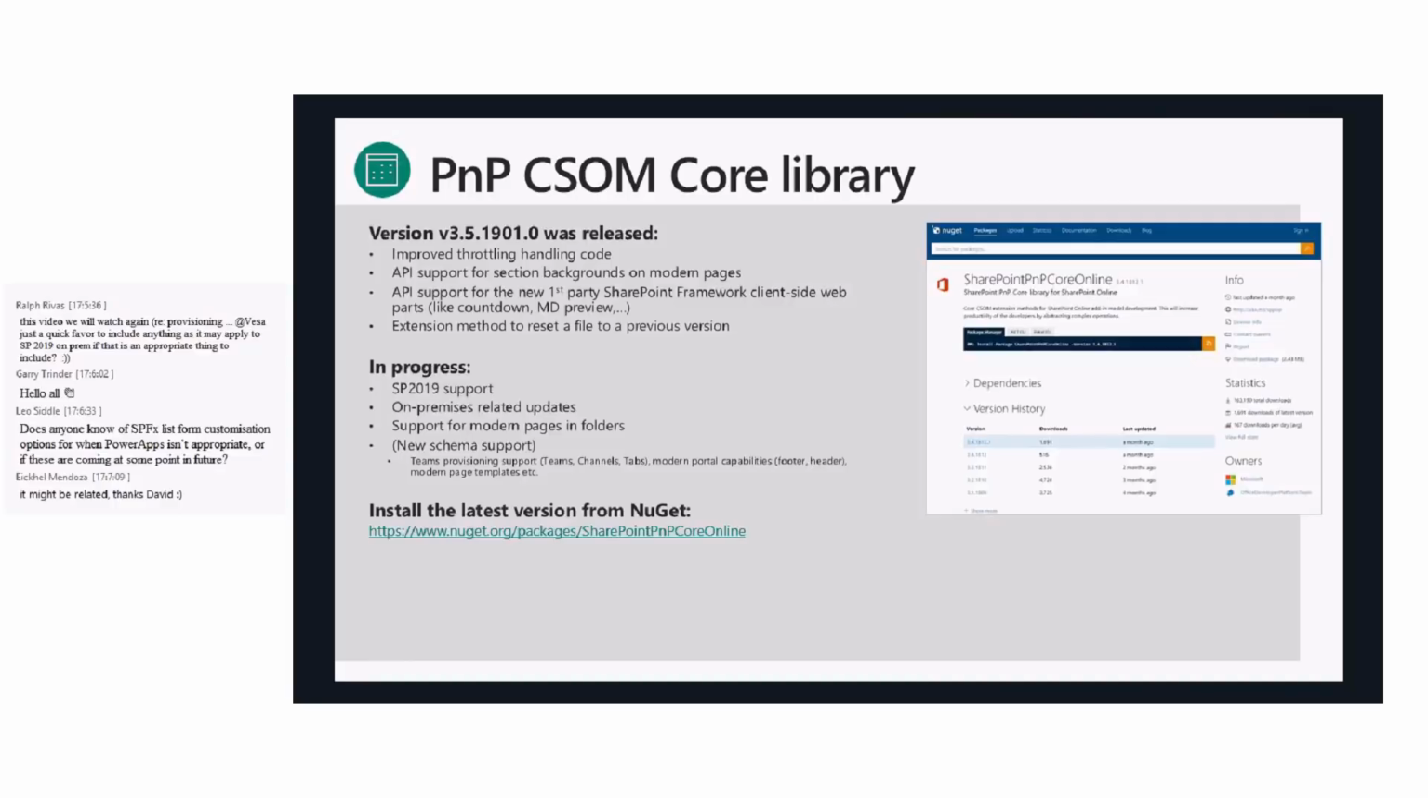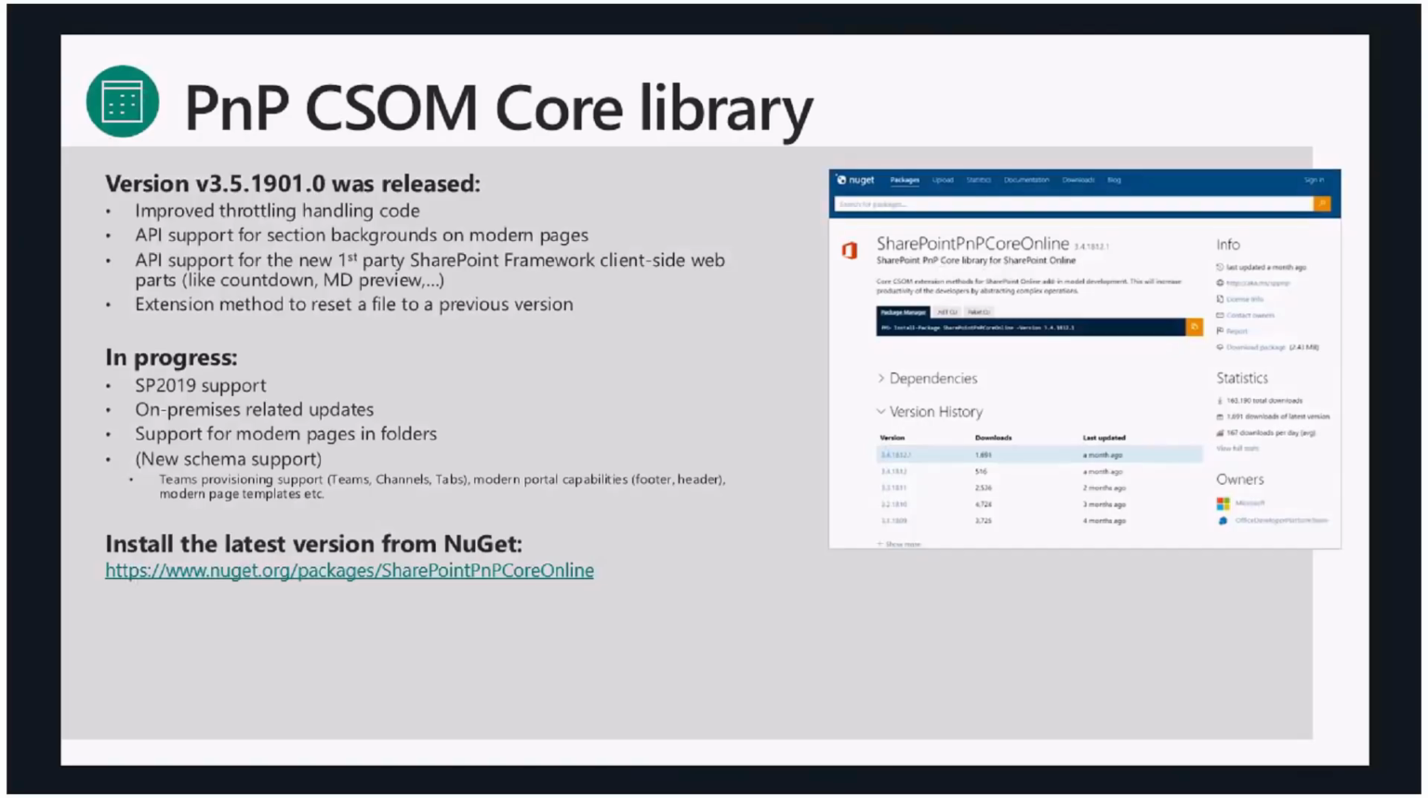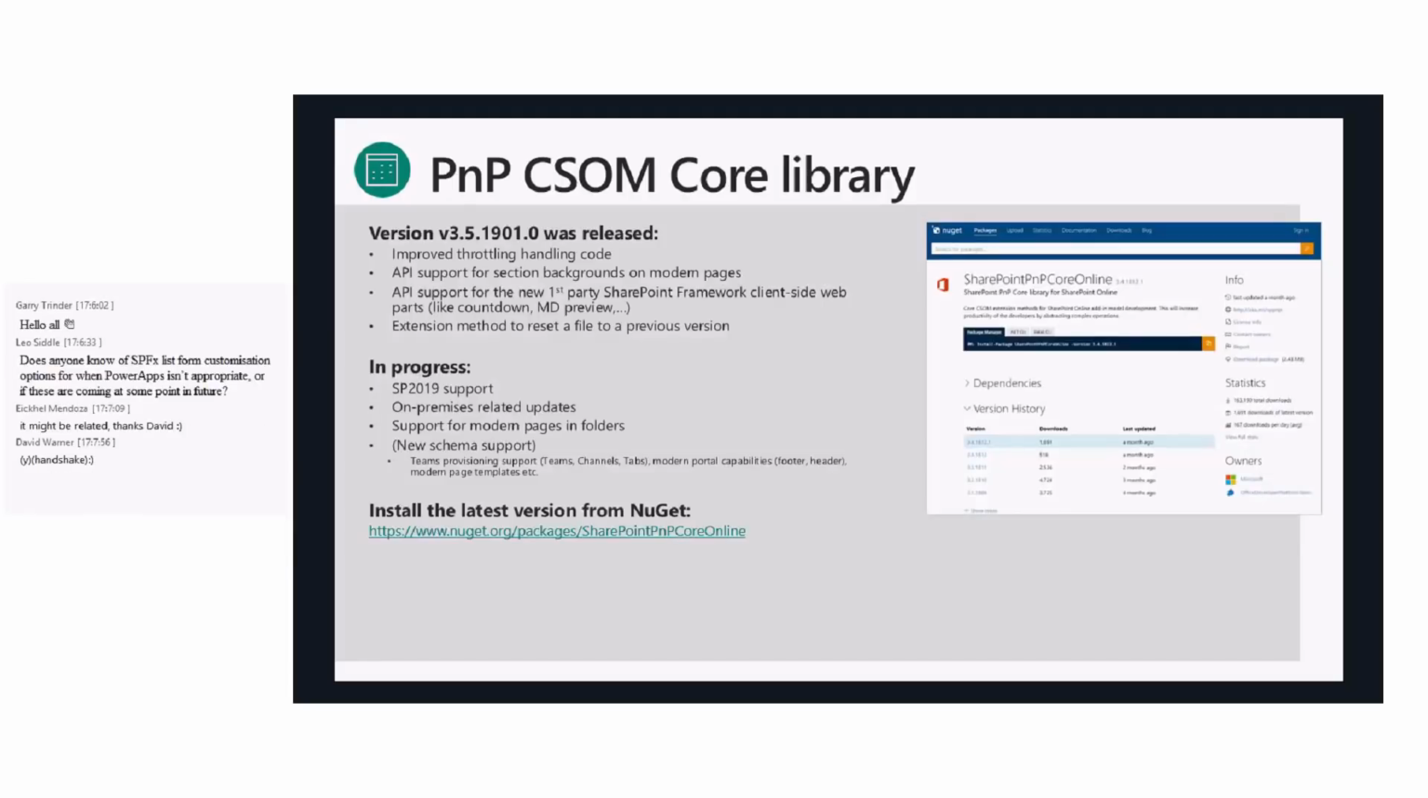There are several improvements in the Modern Pages APIs that we added. We have extension methods to reset a file version. So lots of good things happening. But I especially want to talk about SharePoint 2019 in this call, Vesa, because we've been promising that for a long time, and people have been asking for that for a long time, and it's looking pretty good to have this in an actual February release.